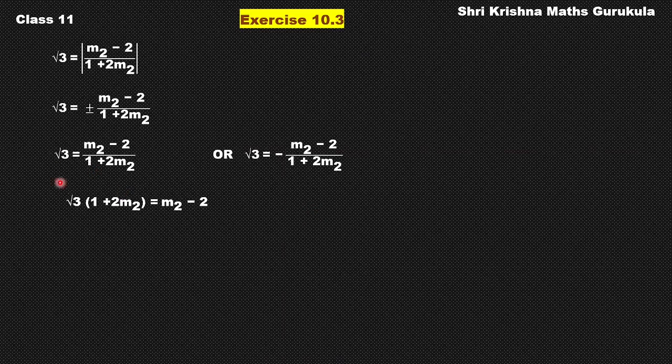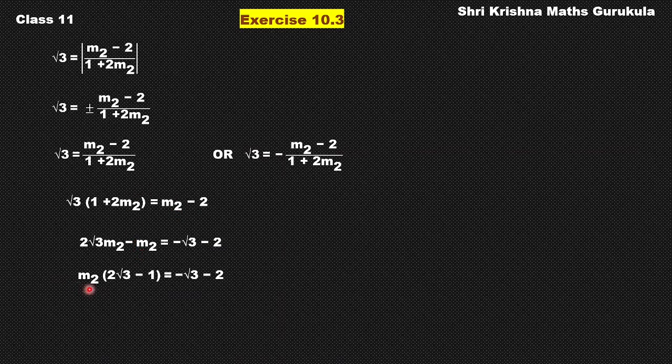So after cross multiplying, root 3 into (1 plus 2m2) is equal to m2 minus 2. Now I'll take m2 to the LHS and the constant to the RHS. Root 3 goes to the RHS and becomes minus root 3, and this 2m2, after multiplying, is 2 root 3 m2 here, and this root 3 has already gone to the RHS. Then m2 comes here to become minus m2.